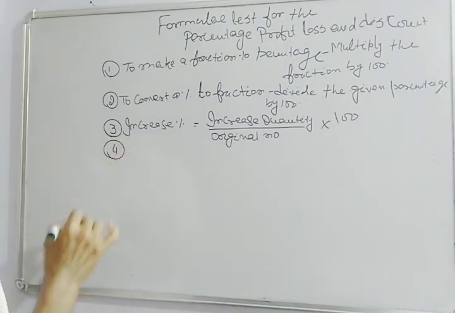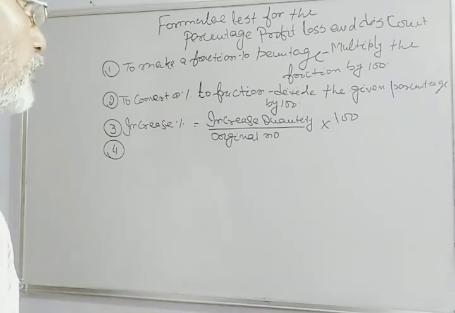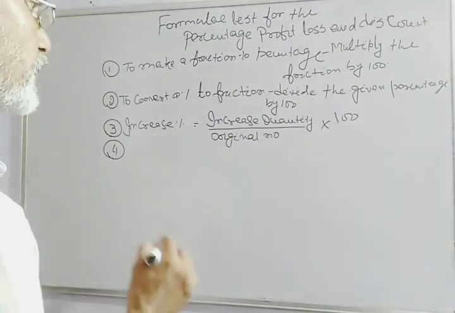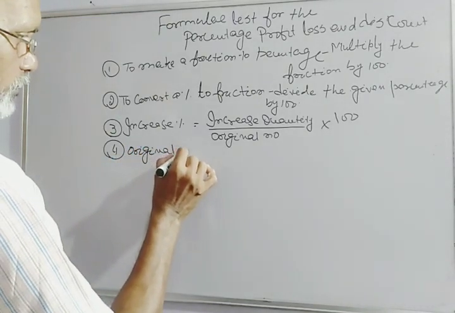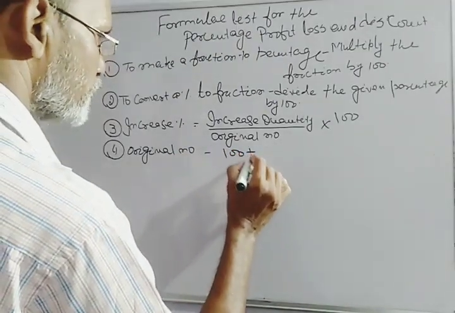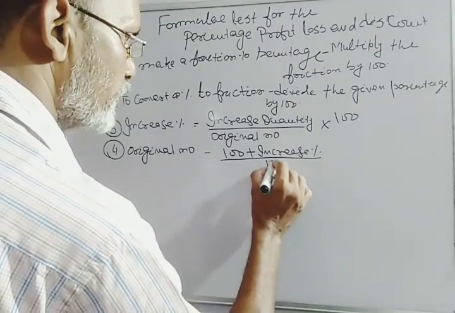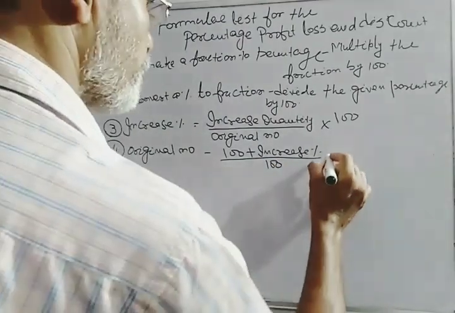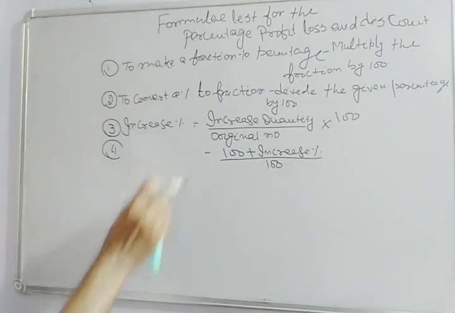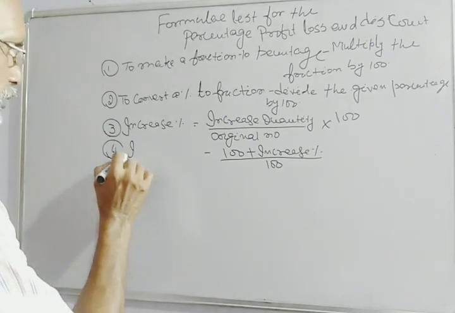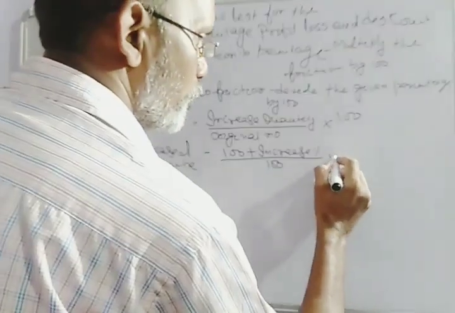Then number 4, to find out the original number when the increased percentage is given: 100 plus increased percentage by 100 into original number equals the increased number.